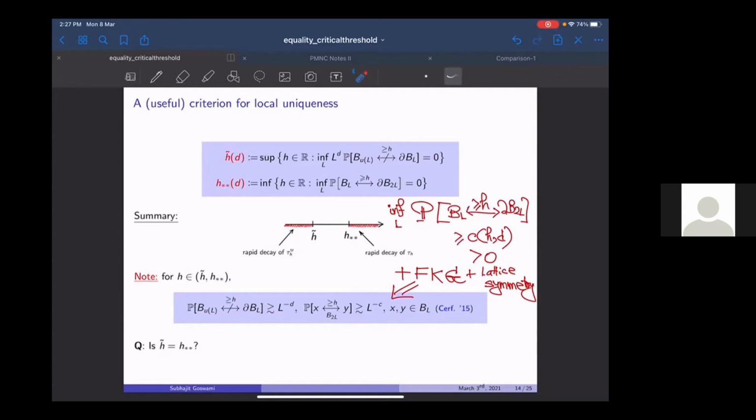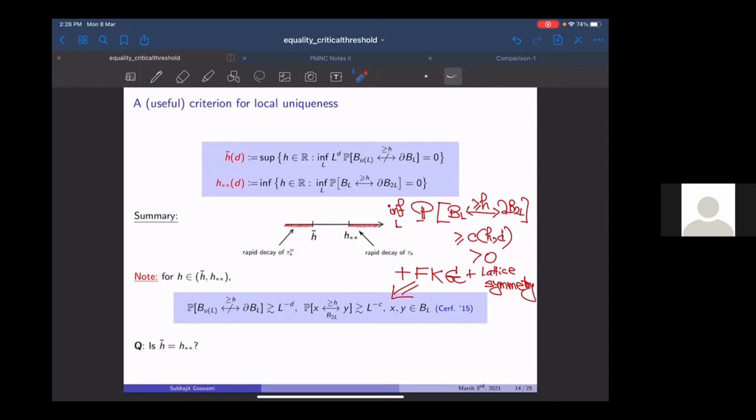What is the consequence of h being strictly bigger than h tilde? Well, now actually you have a good definition. So we know again that when h is strictly bigger than h tilde, this infimum is positive. What does it mean? It means that this disconnection probability is also polynomially bounded below.